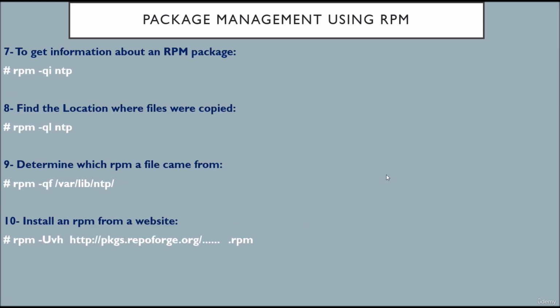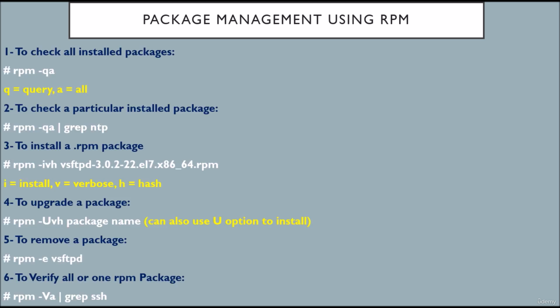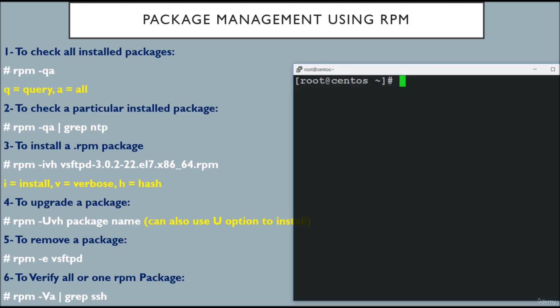And next, we will look at how to get information about an RPM package. We will find the location where files were copied. We will also determine which RPM a file came from. You can also install an RPM from a particular website. So let's start with the terminal and look at these examples and see how we can get these done.